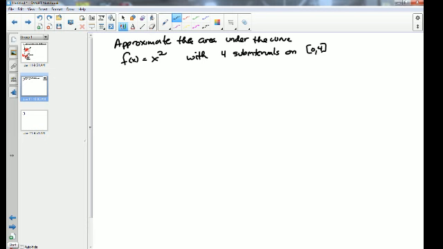Mr. Arthur, if it said 2 subintervals on 0 to 4, would you only have 2 rectangles, one 0 to 2 and one 2 to 4? Exactly. Yeah. Do you want me to draw the picture? So there are ways to do this. Sometimes you're given a picture, sometimes you're given a function, sometimes you're given a table. Let's start with the picture.